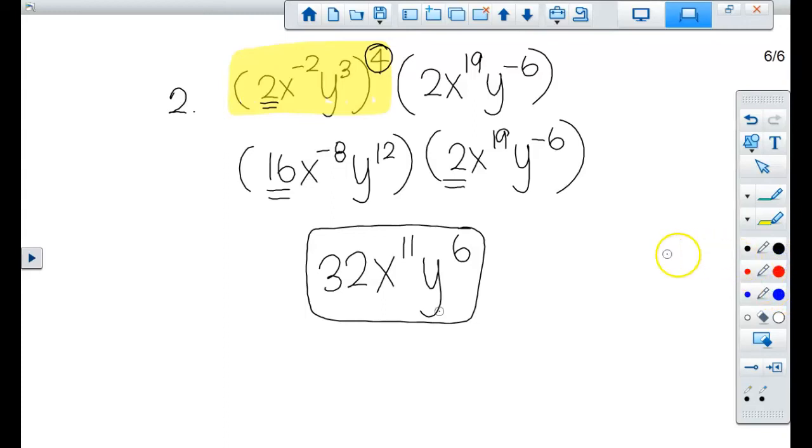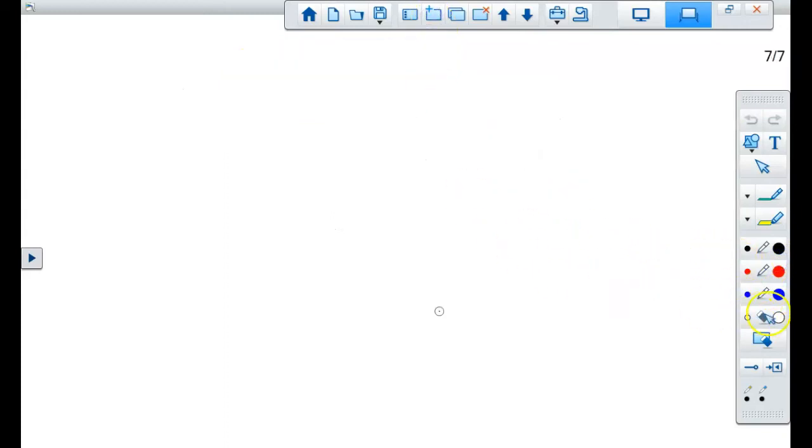So we are using all of these different exponent rules to do these problems, but we're doing one thing at a time. We're taking one thing at a time.